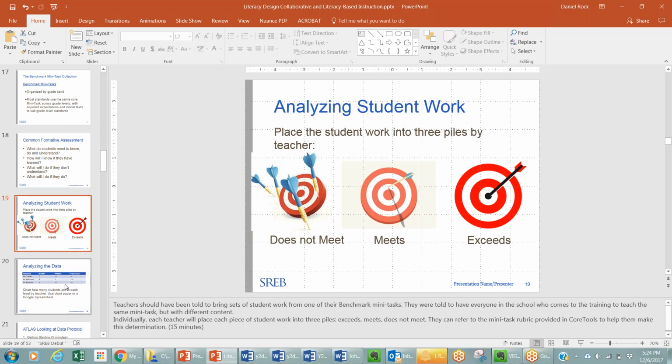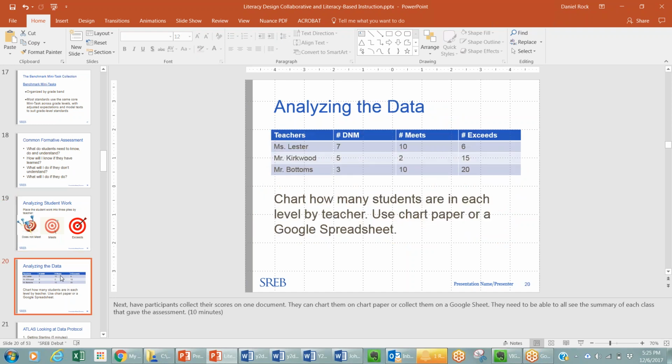Then, as a school team, they're going to not analyze, but just chart it. Just chart it. Does not meet, meets, exceeds. They can do it on chart paper, right? There's 4 teachers, 3 teachers. How many in each pile? If they're a Google school, they can put it in a Google spreadsheet, but they all need to be able to see it and look at it at the same time.